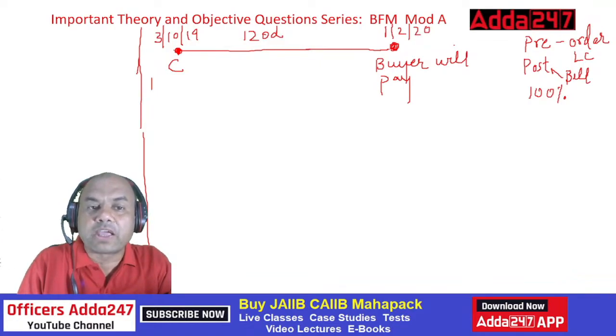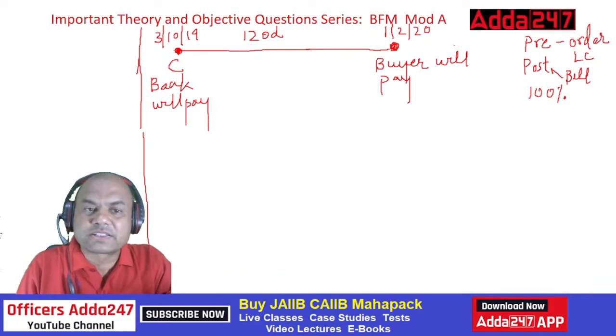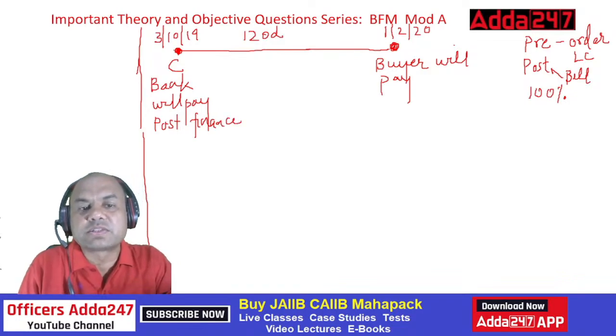So on this date, the bank will pay. The bank is paying the post shipment finance. Look at this, right? So the bank will pay up to what date? The bank is giving a finance, post shipment finance, right?